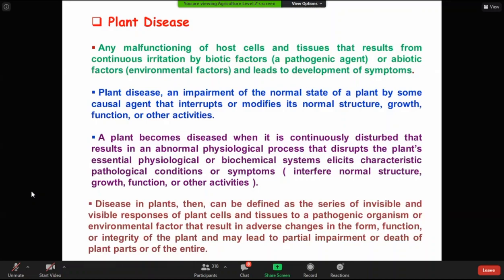That's why a plant becomes diseased when it is continuously disturbed, resulting in an abnormal physiological process that disrupts the plant's essential physiological and biochemical system and elicits characteristic pathological conditions. So that's the thing: plant pathology, plant disease.